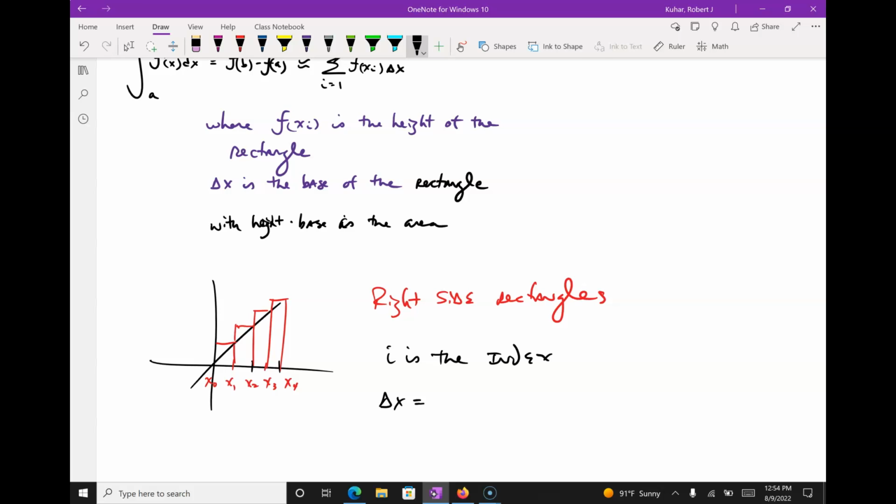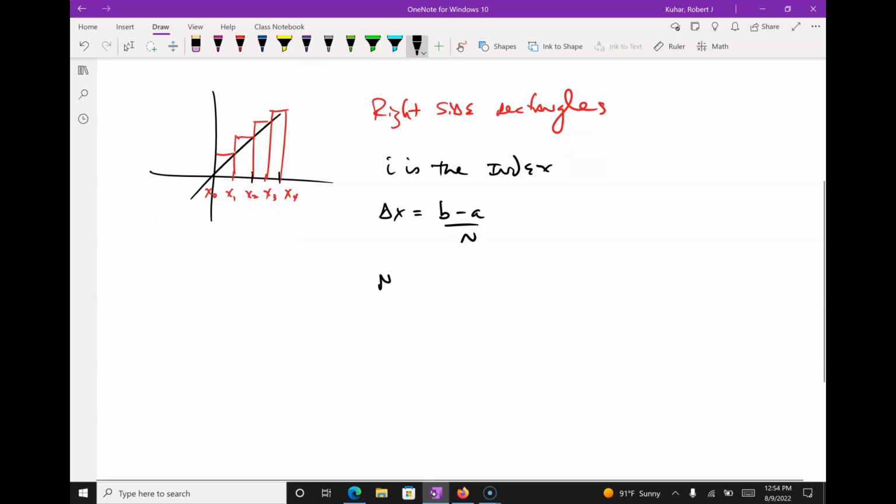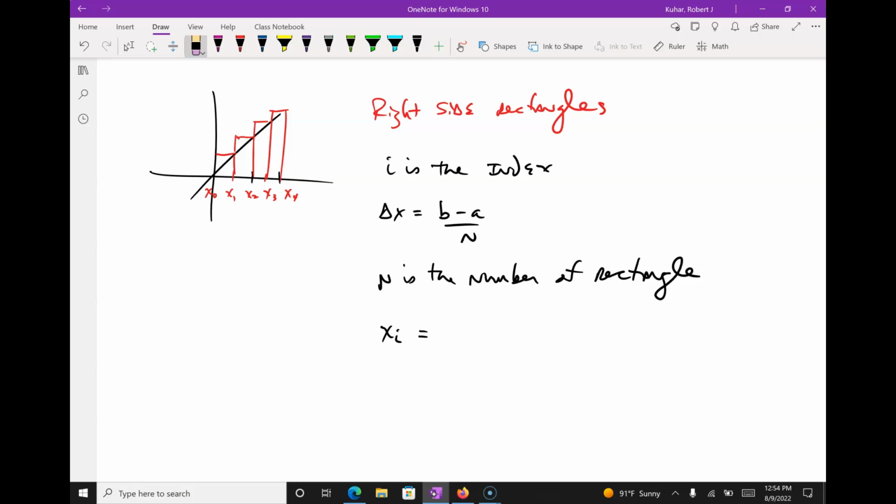Delta x is b minus a over n. N is the number of rectangles. X sub i is a plus delta x times i. And of course, f of x sub i is the function evaluated at each of those.